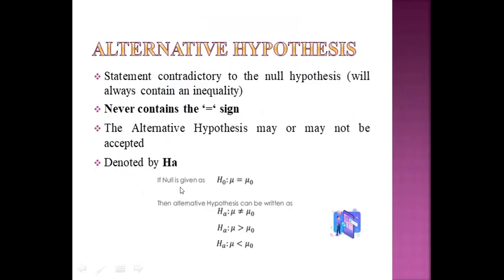If we write the null hypothesis as H naught: mu equals mu naught, then the alternative hypothesis can be written as HA: mu is not equal to mu naught. And it may be mean is greater than mu naught or mean is smaller than mu naught. Therefore, we can represent the alternative hypothesis in these three forms, whereas the null hypothesis is always denoted by the equality sign.